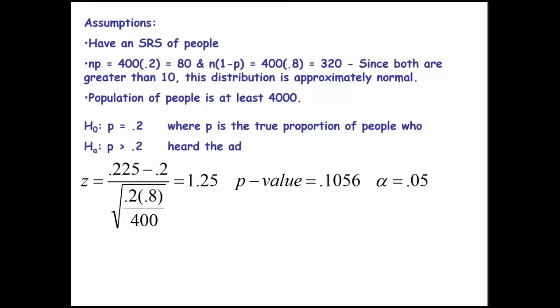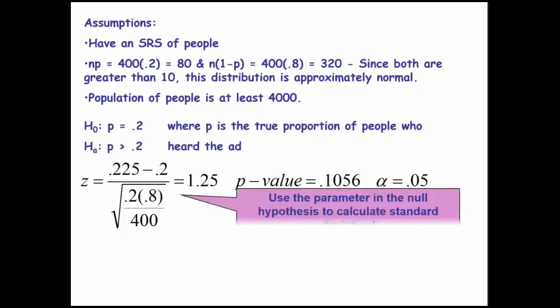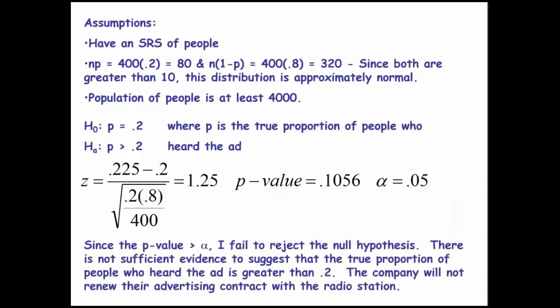So is this in fact large enough? Is it statistically significant? And the answer is no. The p-value is greater than alpha, so we fail to reject the null. There is not sufficient evidence to suggest that the true proportion of people who heard the ad is greater than 0.2. The company will not renew their advertising contract with the radio station.